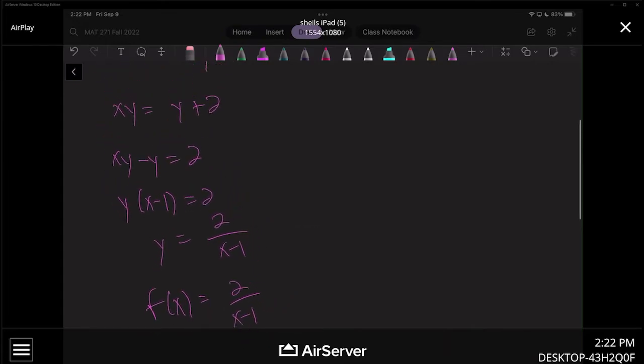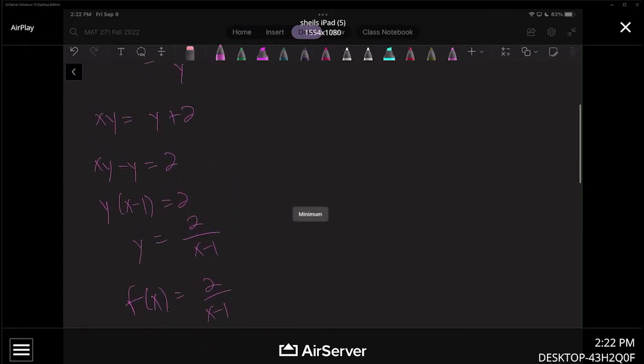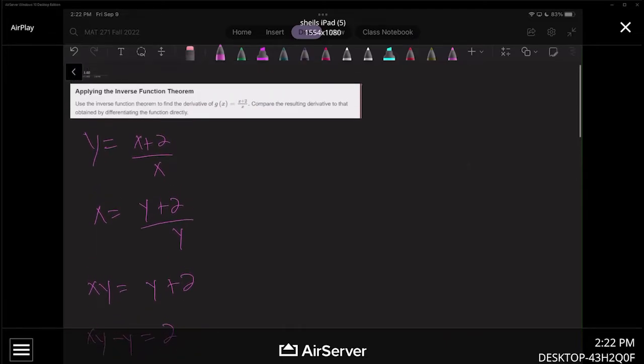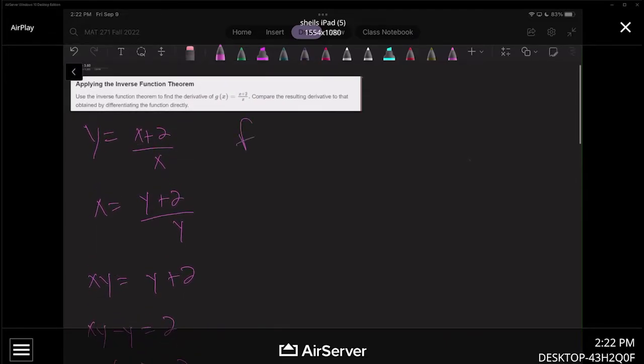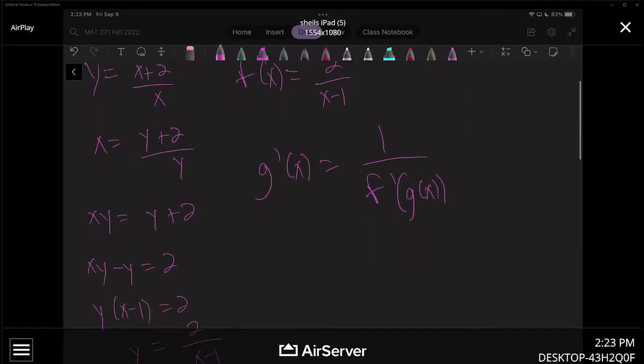I'm told to use the inverse function theorem to find the derivative of g of x. So if f of x is 2 over x minus 1, like we just found, then g prime of x is equal to 1 over f prime of g of x. So I need to find out what f prime of x is.